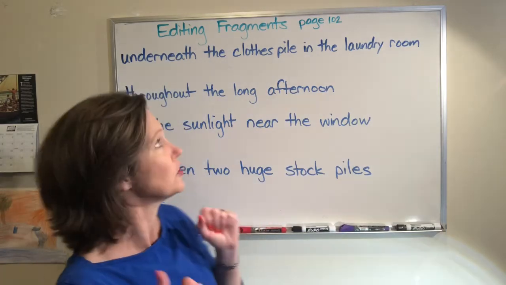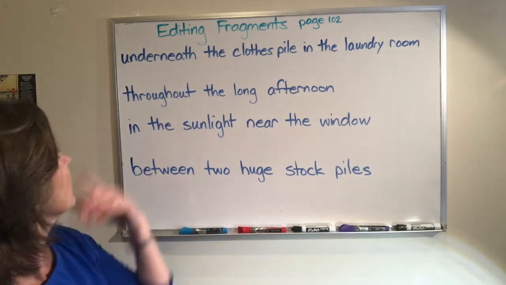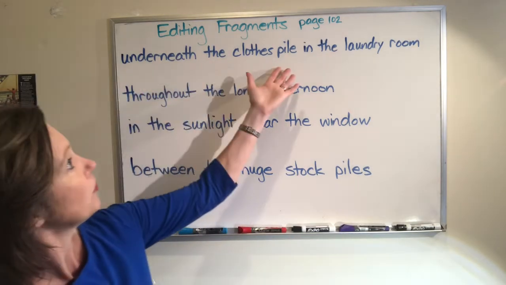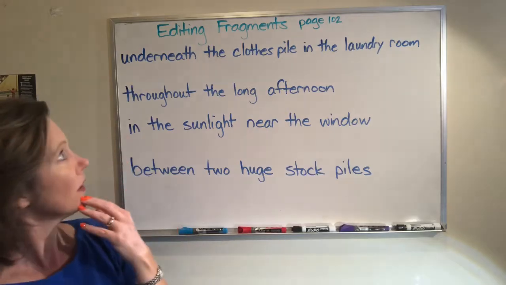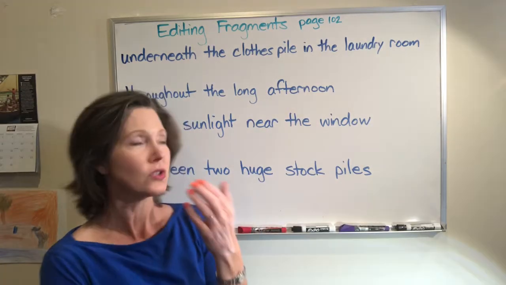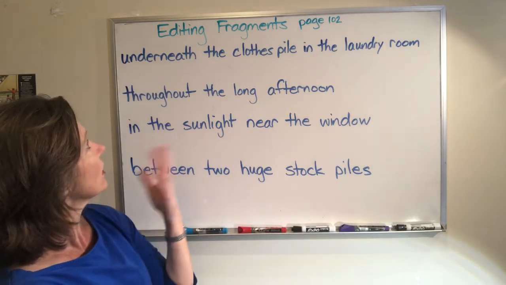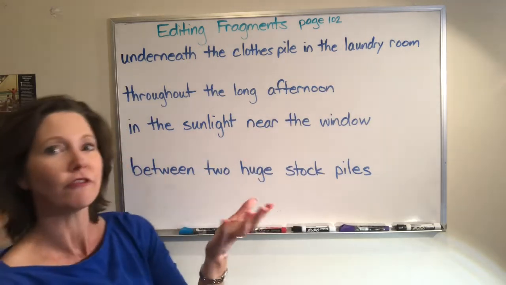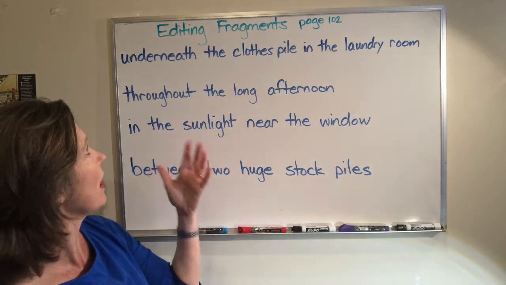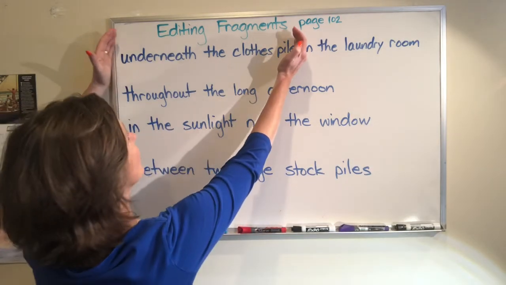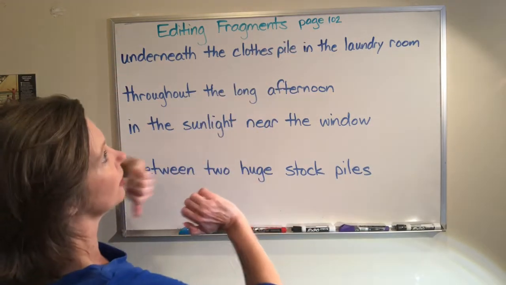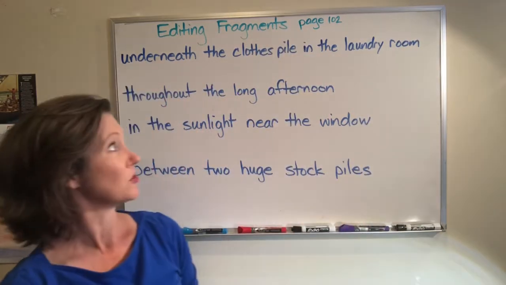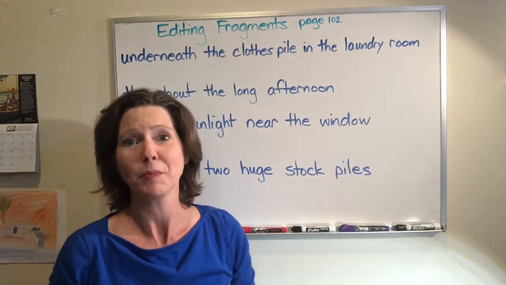Let's look at the first one just to prove ourselves correct here. Underneath the clothes pile in the laundry room. Well, we do have some nouns, the pile and the laundry room, but we don't have any verbs and we don't have the whole thing about them, because we have underneath the clothes pile is a prepositional phrase and in the laundry room is a prepositional phrase. So we just have a couple of prepositional phrases.